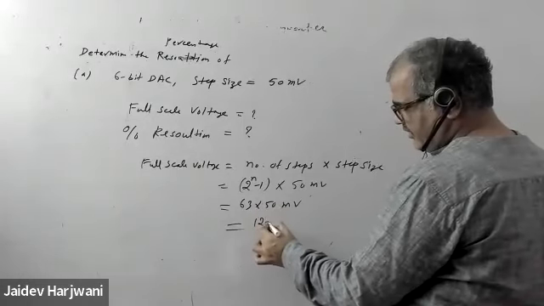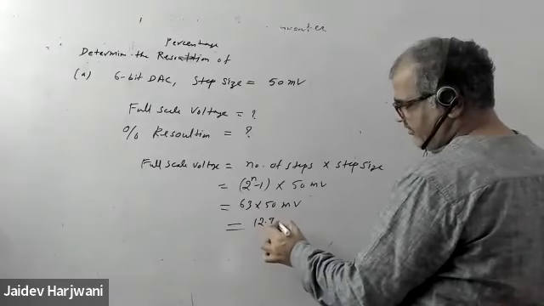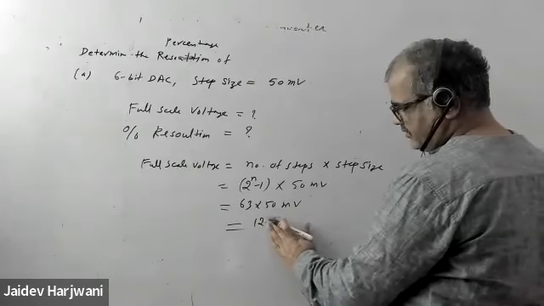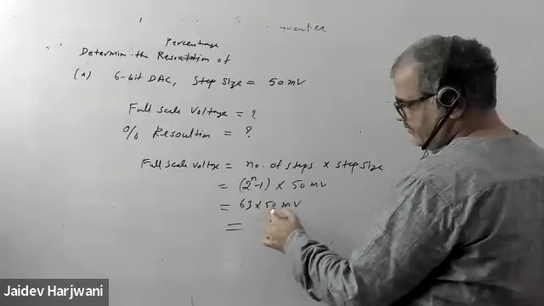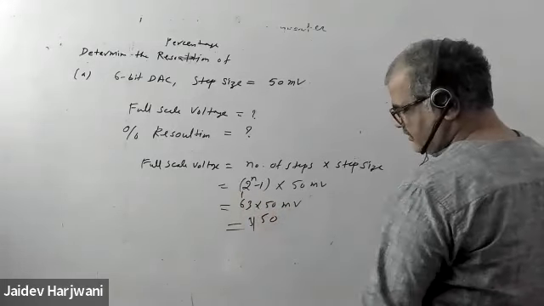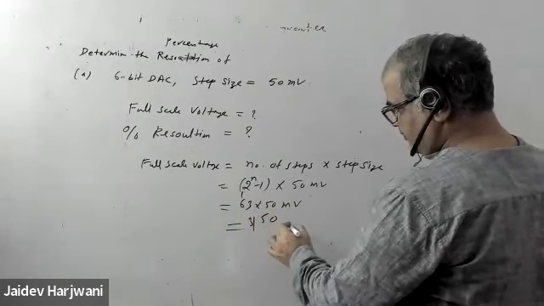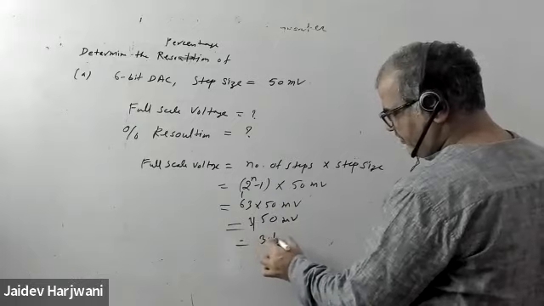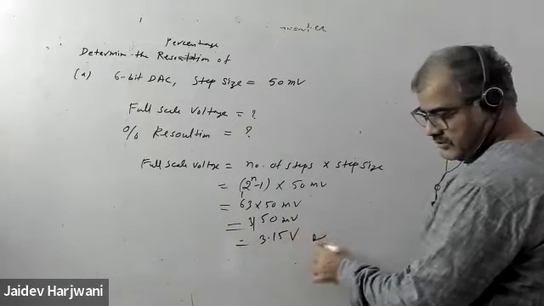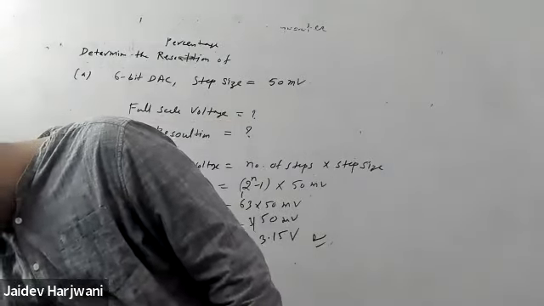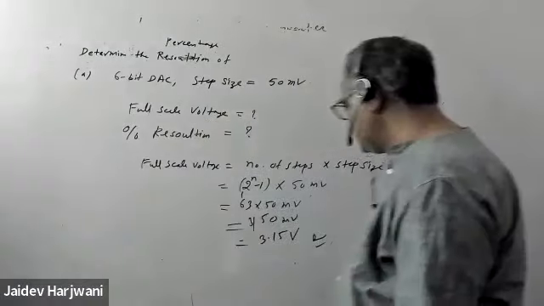3.15. It will come like this: 0, 15, 30, 31. This is 31, so this is in millivolt. So if you convert to volts, 3.15 volt. Let me check the answer. Yes, 3.15 volt is the answer.